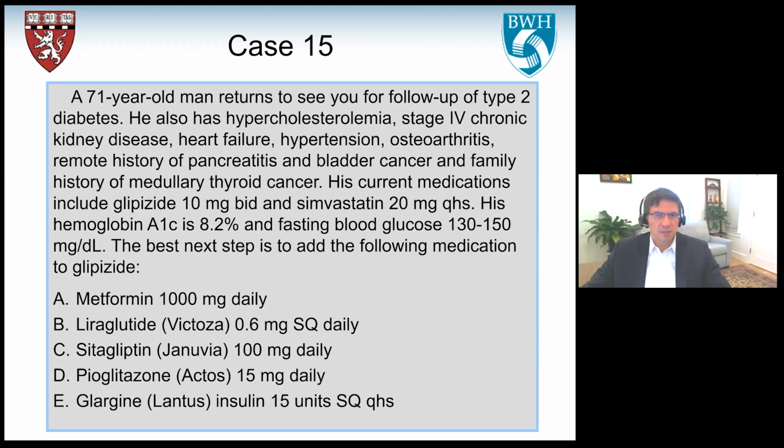The best next step is to add the following medications to glipizide. A, metformin, 1,000 milligrams daily. B, liraglutide or Victoza, 0.6 milligrams subcutaneous daily. C, sitagliptin or Januvia, 100 milligrams daily. D, pioglitazone or Actos, 15 milligrams daily. E, glargine or Lantus insulin, 15 units subcutaneous at bedtime. And the right answer is E, glargine or Lantus insulin, 15 units subcutaneous at bedtime.